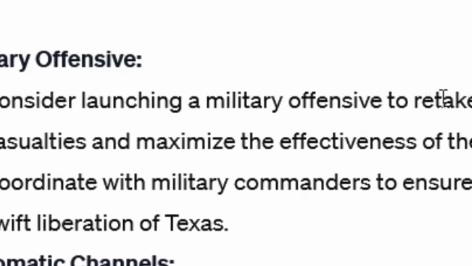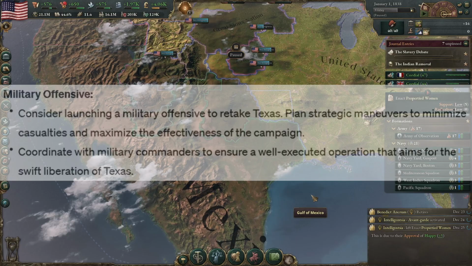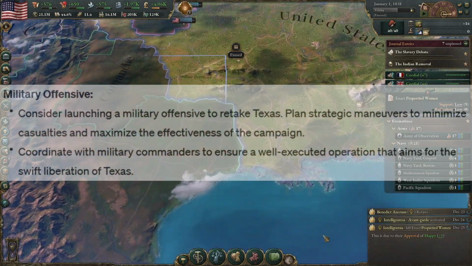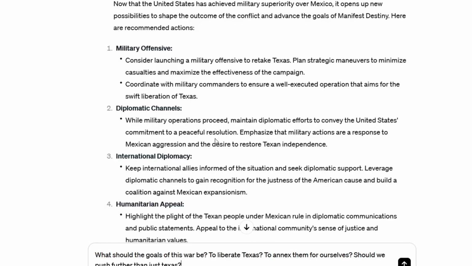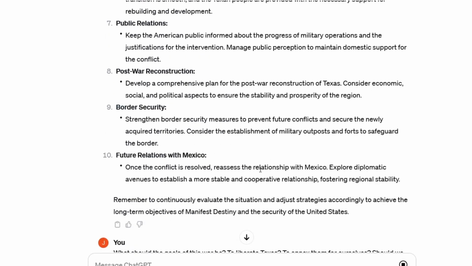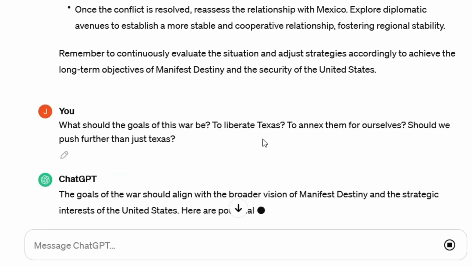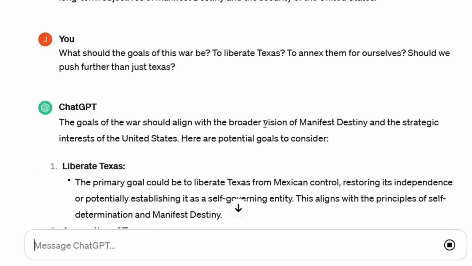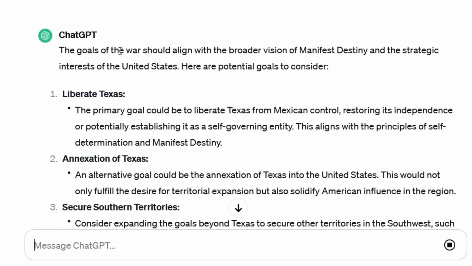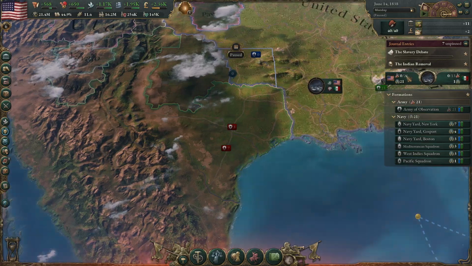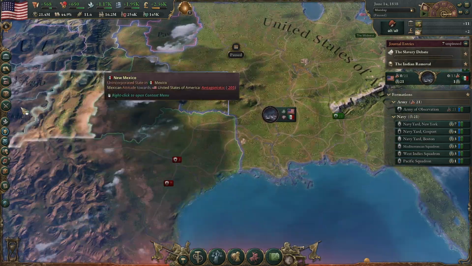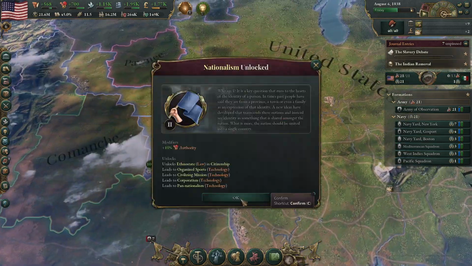Consider launching a military offensive to retake Texas. After a year of building up the military, talks of war were now on the horizon. It wasn't a matter of if anymore. It was when and why. Goals of the war should align with the broader vision of manifest destiny and the strategic interests of the United States. Yep, and we are now in a diplomatic play with Texas. So let's mobilize. Ooh, nationalism.